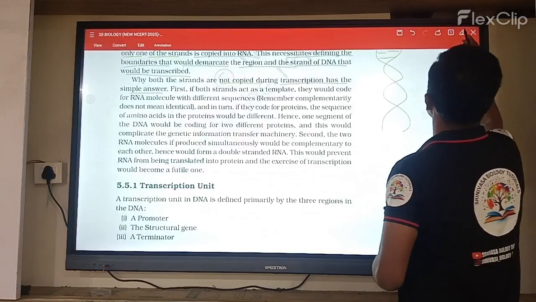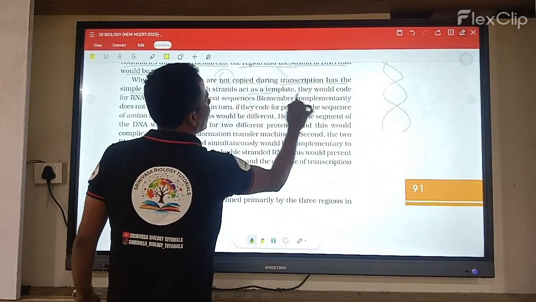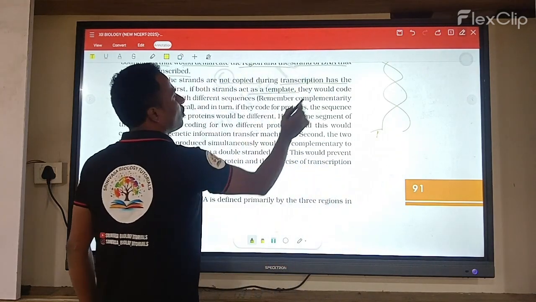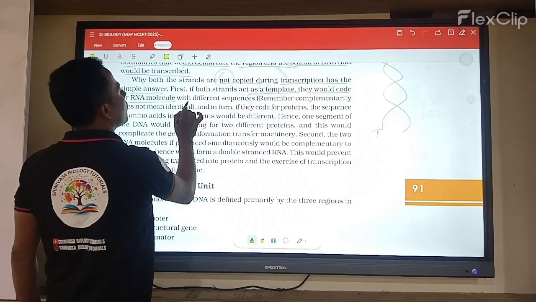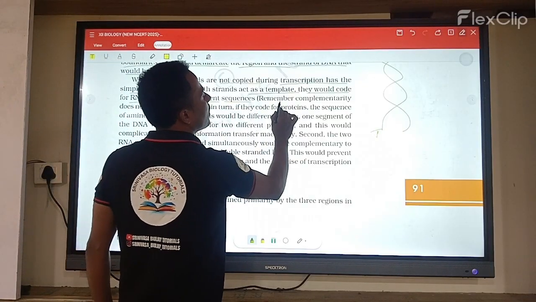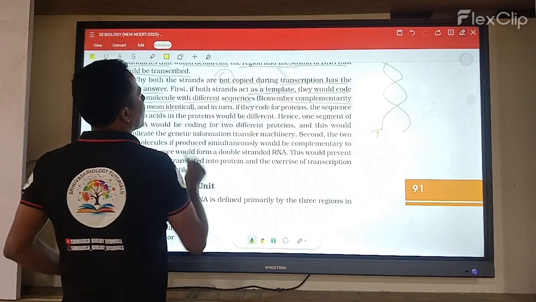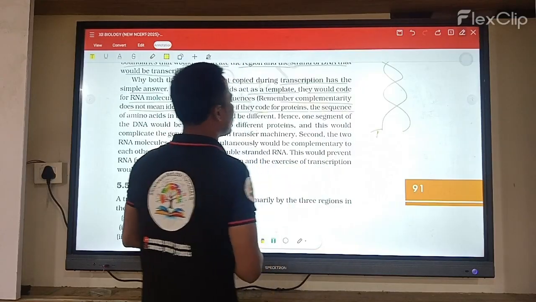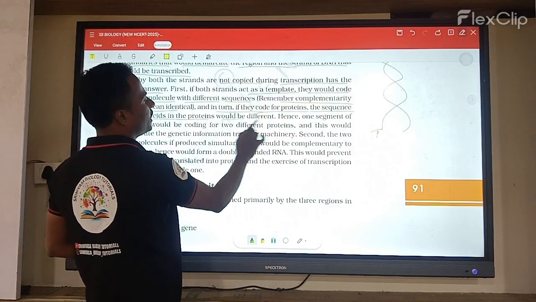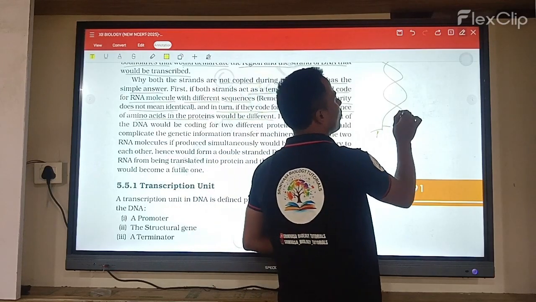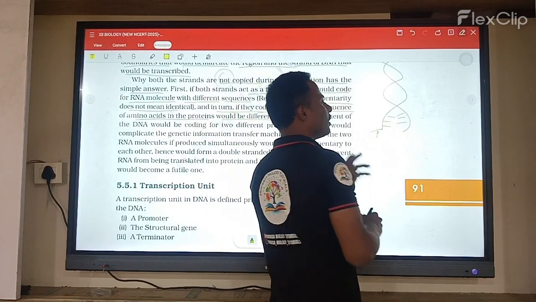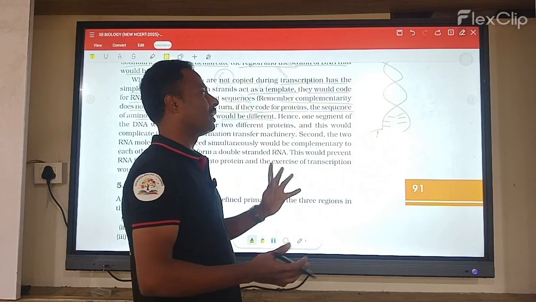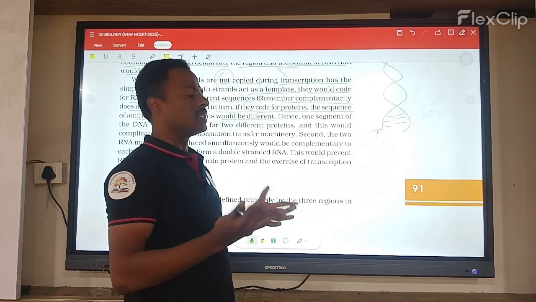The first reason: if both strands act as templates, they would code for RNA molecules with different sequences, because remember the strands are complementary, not identical. This would translate into different amino acid sequences, so the proteins would be different and completely mismatched. Then complete transcription does not take place.